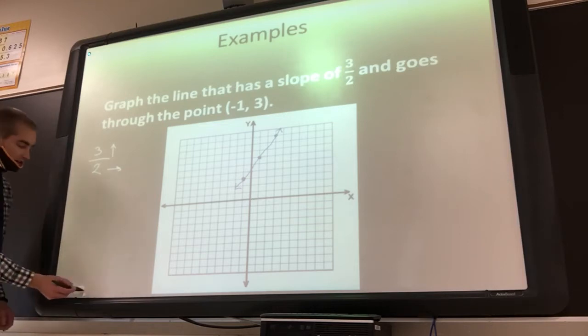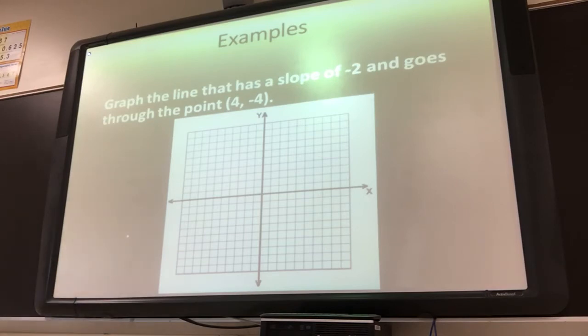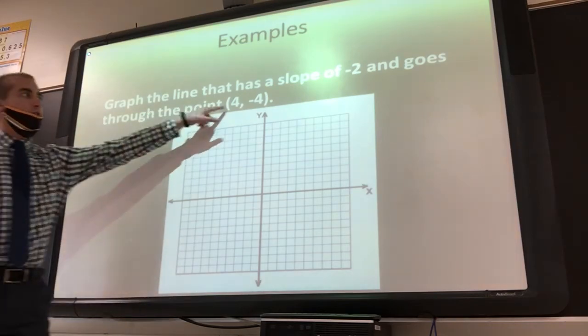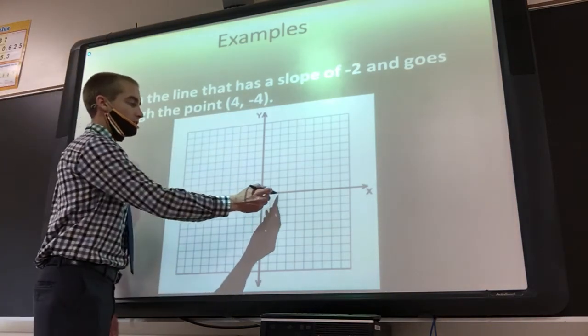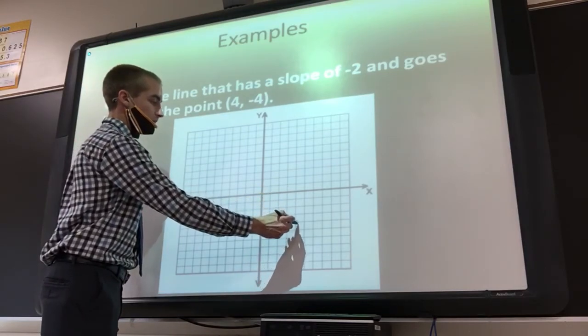Okay, so let's look at our next example. Graph the line that has a slope of -2 and goes through the point 4, -4. So first thing, plot your point, 4, -4. So we're going to count right 4 and down 4. That's our point.